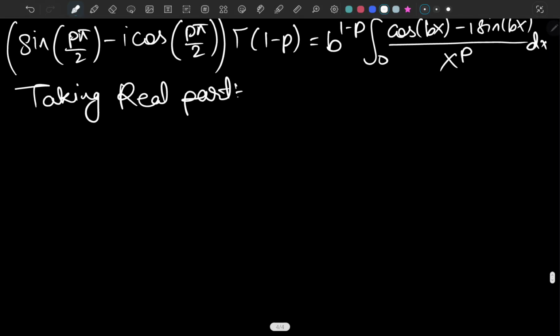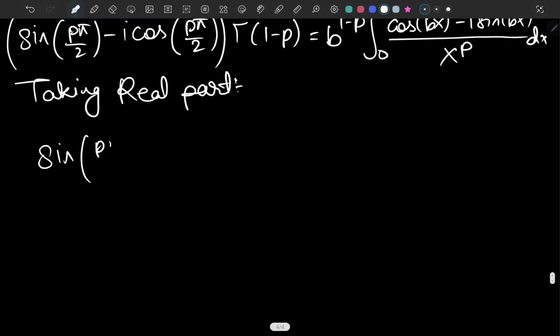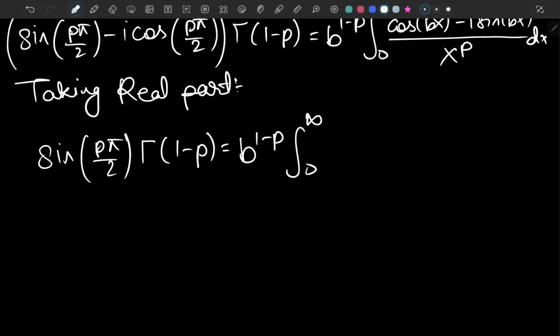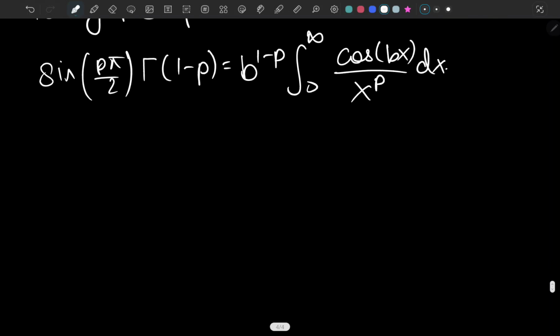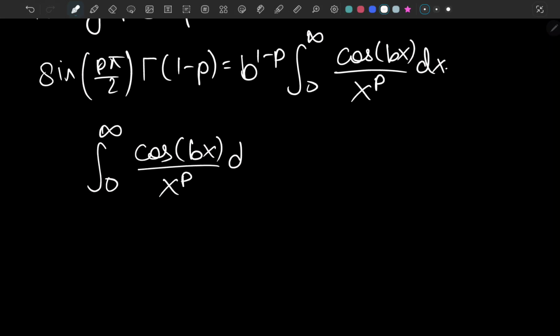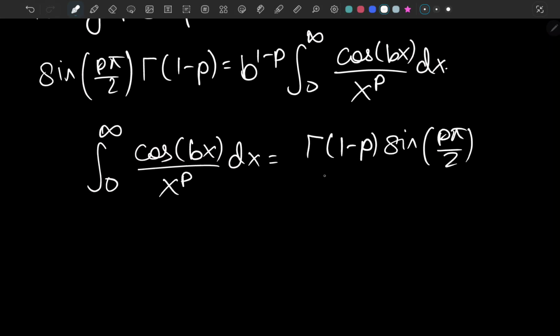so if you talk about the real part, it's going to be sine of p pi over 2 times gamma of 1 minus p equals b to the 1 minus p times the integral from 0 to infinity of cosine of bx over x to the p dx. And finally, if we divide both sides by b to the 1 minus p, the integral of cosine of bx over x to the p dx is gamma of 1 minus p sine of p pi over 2 over b to the 1 minus p.